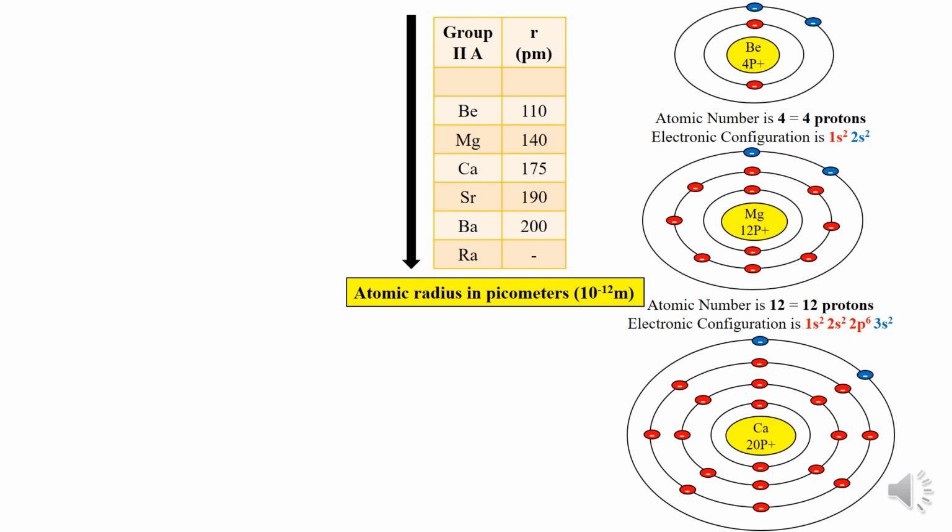Now as you go down group 2, you find the number of shells increase. Beryllium has 2 shells, magnesium has 3 shells, calcium has 4 shells. As the number of shells increase, the atomic radius also increases. As the number of shells increase, the distance between the nucleus and the outermost electron shell increases. So radius of beryllium is 110 picometers, radius of magnesium is 140 picometers, and radius of calcium is 175 picometers.